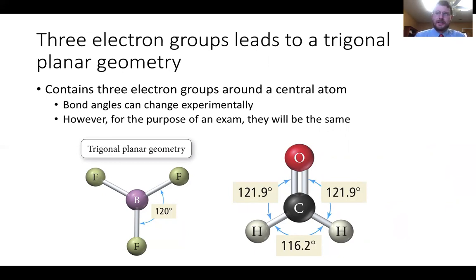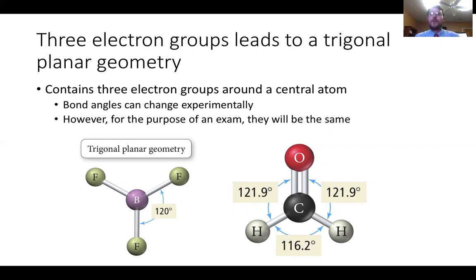Now let's go to 3 electron groups. 3 electron groups leads to what's known as a trigonal planar. Planar because it lays flat, trigonal because it looks like a triangle. For the purposes of this exam, for the purposes of any exam, the bond angle for a trigonal planar is 120 degrees. You will need to know the bond angles. Bond angles for linear is obviously 180.